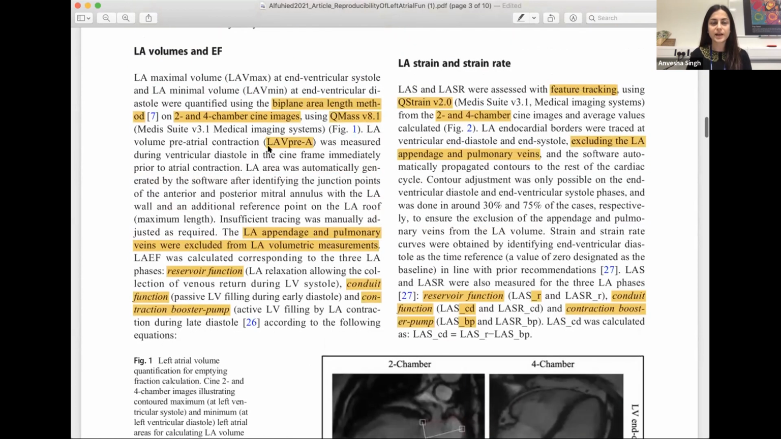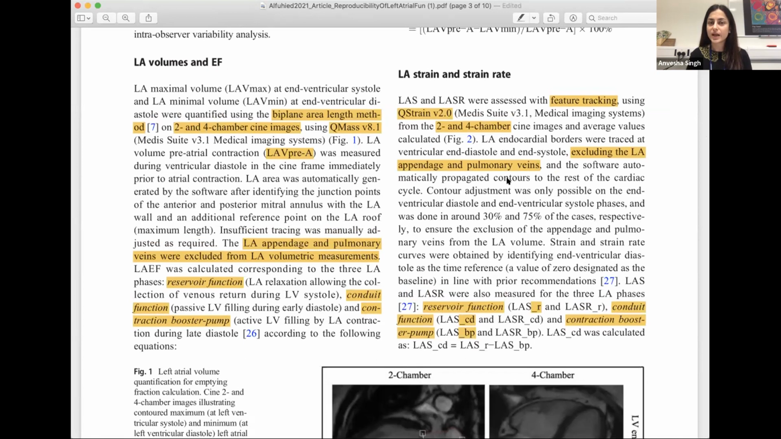And we were also able to calculate the LA pre-atrial contraction volume to give us the emptying fraction at the 3 phases of left atrial function, which is reservoir, conduit, as well as the booster pump. For the purposes of LA volume, we did exclude the LA appendage as well as the pulmonary veins.